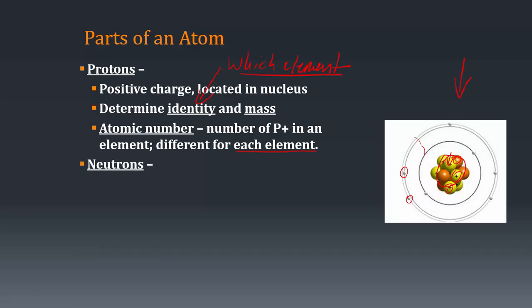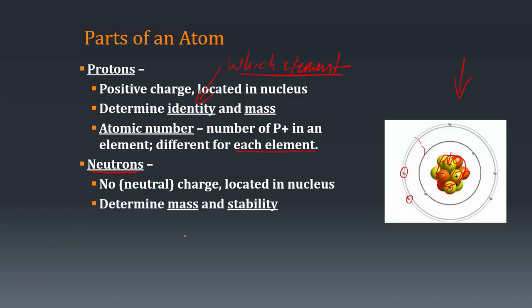Neutrons are these orangish colored guys in this picture. They are exactly what they sound like. Neutrons are neutral. Neutrons have no charge. They're located in the nucleus. They have about the same mass as a proton, and they have to do with how radioactive the nucleus is. So I say it determines mass and stability. The protons and the neutrons together give us our mass. The electrons are too small to really matter. And the neutrons also contribute to how radioactive the nucleus is, or how radioactive the element is. So stability here refers to radioactivity, not chemical reactivity.